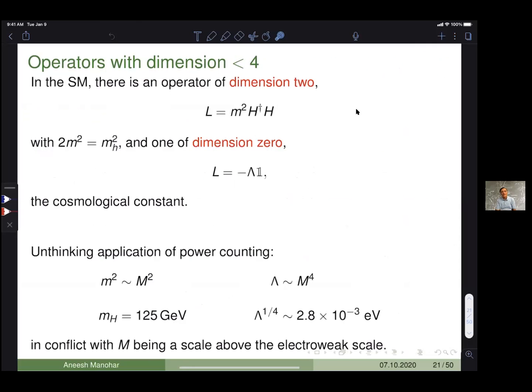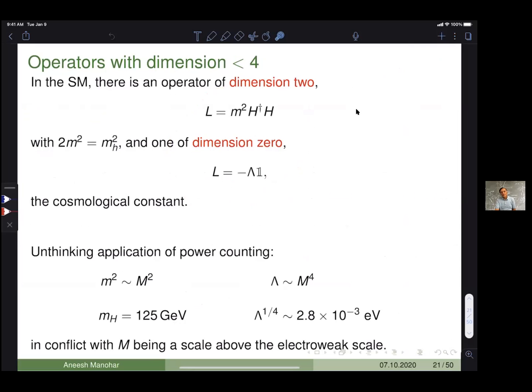Okay, so now I'm going to come to something which is going to get me into trouble, but I'm going to say it anyway. In the standard model, there's an operator of dimension 2. Steve Weinberg mentioned this last time. It's the Higgs mass. And there's one of dimension 0, which is the cosmological constant. We've been talking about power counting in inverse powers of m. What do you do with the high scale capital M? What do you do with these two operators?